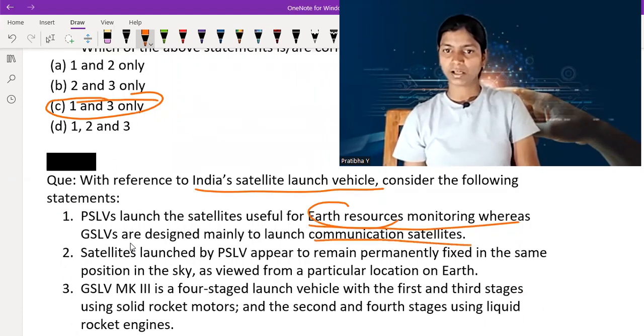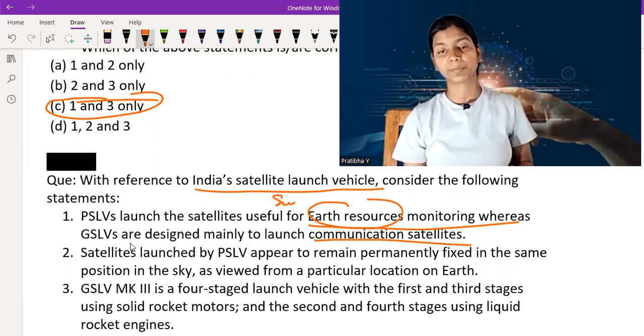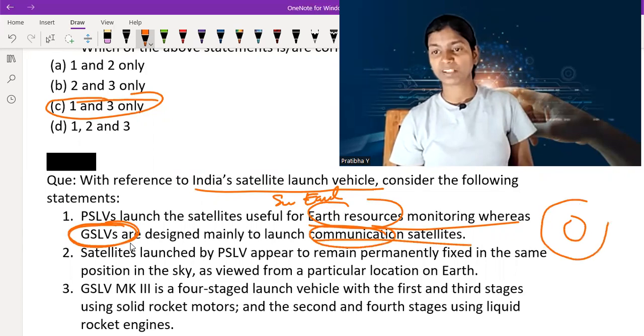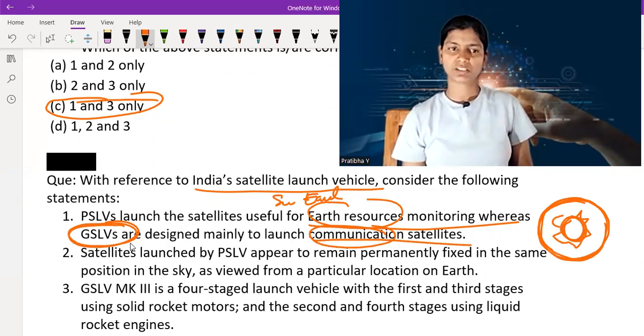PSLV is for Earth resources, because when the satellites are near the Earth, we get a clearer picture of Earth, and we make policy based on it. GSLV is designed for communication satellites because it puts the satellite in a GEO orbit, which is best for communication because its rotation period equals that of the Earth, and there is no need to set your antenna every few hours. So this one is correct.